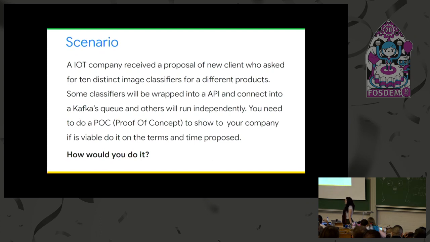This is my challenge, a scenario. An IoT company, it's not my company, I promise. I received a proposal for a new client who asked for 10 distinct image classifiers for different products. Some classifiers will be wrapped into an API and connected to a Kafka queue, and others will run independently. They want 10 classifiers. You need to do a POC to show your company if it's viable to do it in the terms and the time that was proposed. How do you do it?